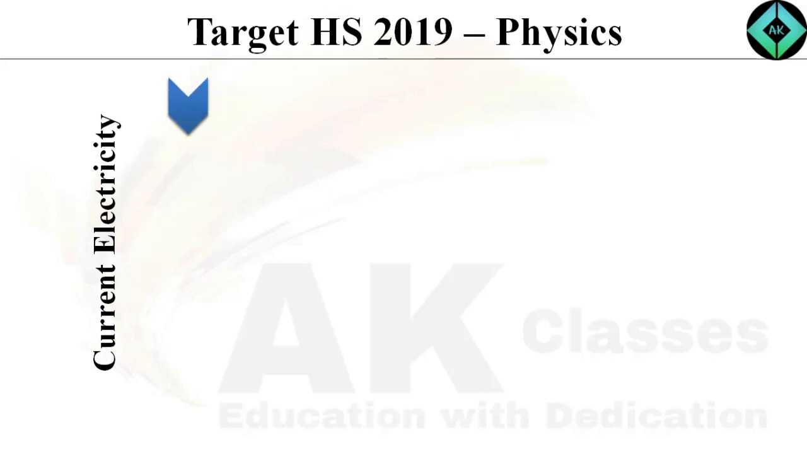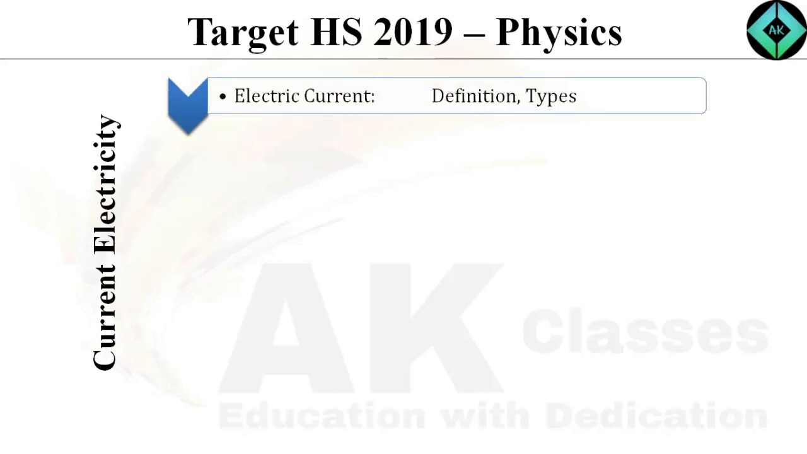Firstly, we need to know the definition of electric current and its types. There are three types of current: steady, variable and alternating. And whenever a question comes on this, do draw the graphical representation to distinguish between the three.